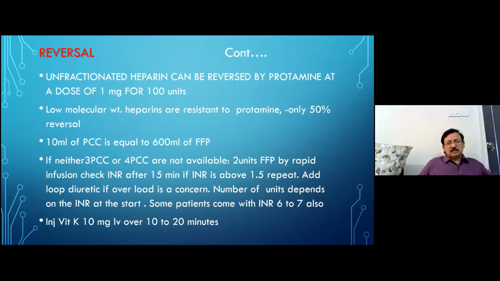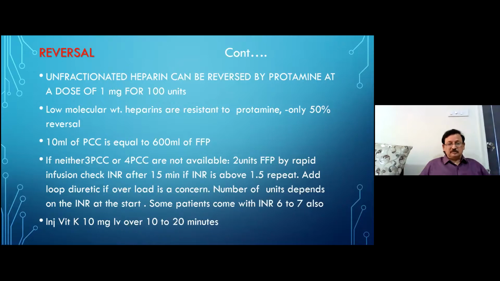Unfractionated heparin can be reversed by protamine at a dose of 1 milligram for 100 units. Low molecular weight heparins are resistant to protamine, and only 50% reversal is possible for these drugs. So sometimes you may have to give FFPs also. If PCC is available, 10 ml of PCC is equal to 600 ml of FFP. So if the patient is going to have volume overload because of FFPs, PCCs can be given safely, but that can sometimes result in a thrombotic event. So we have to be very careful when giving PCC and FFPs.